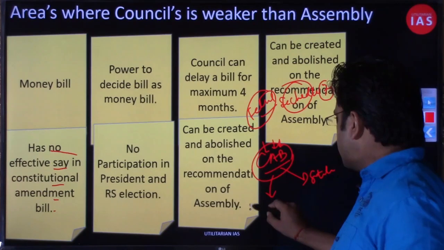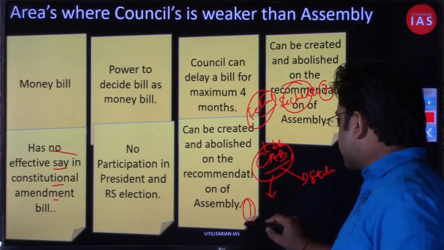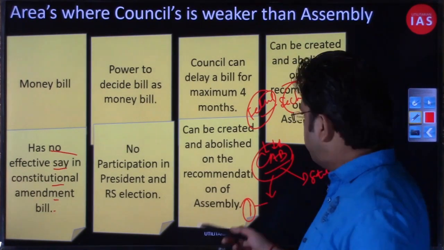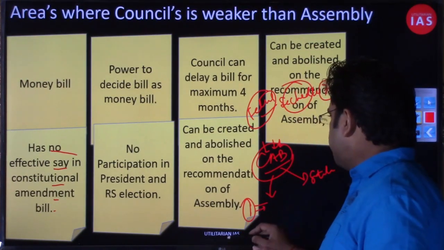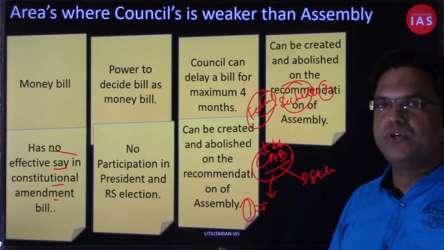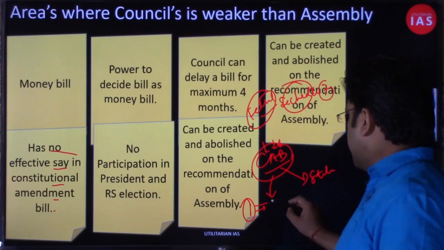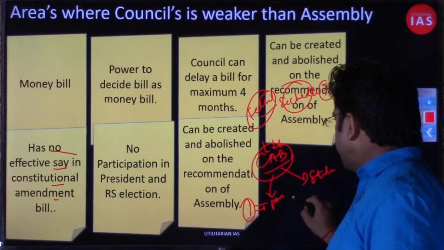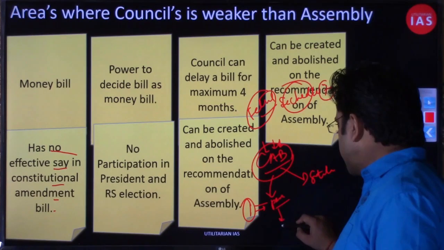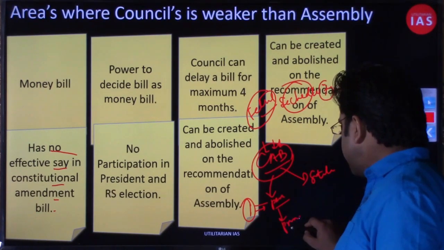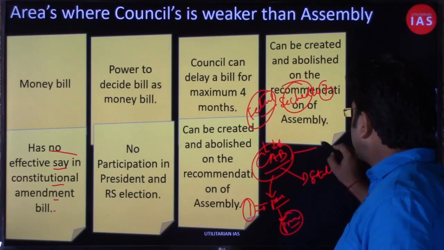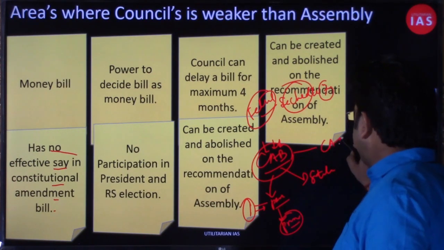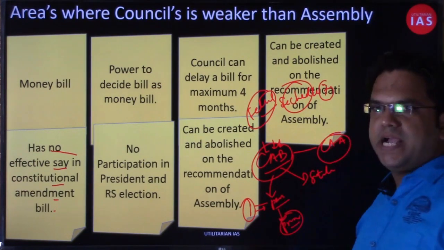So, as I was saying, the constitutional amendment bill can be classified into 2 categories. In the first category, the participation of the state is not required. The bill is simply passed by the Parliament by a special majority, then sent to the President, and if the President signs or approves that bill, the constitutional amendment bill becomes a constitutional amendment act.